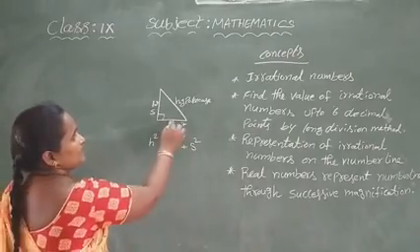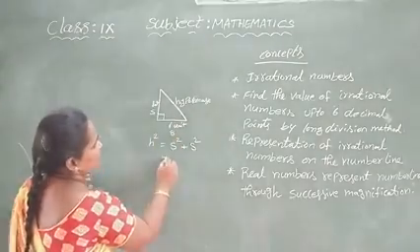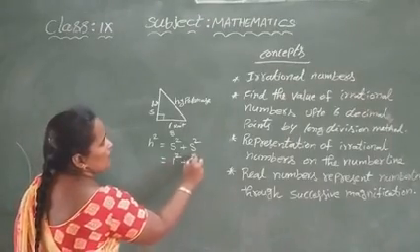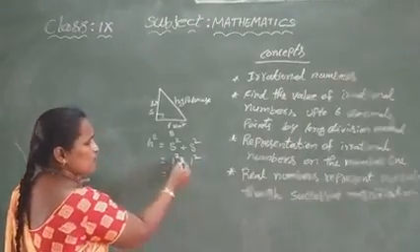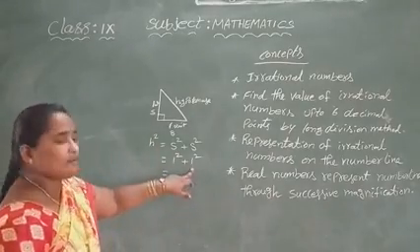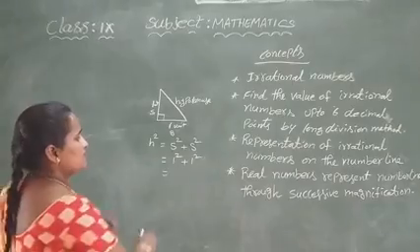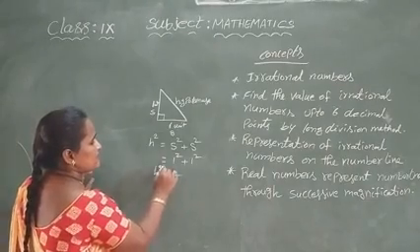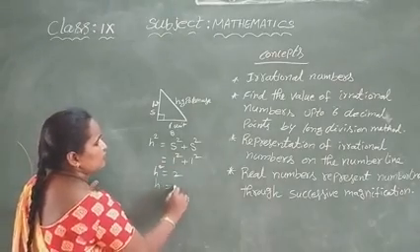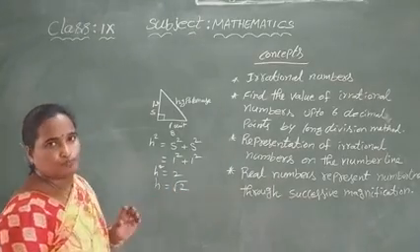For example, here this is 1 unit, this is also 1 unit. Then 1 square plus 1 square. 1 square means 1 value and 1 square is also 1 value. 1 plus 1 here is 2. h square is equal to 2. Then h is equal to square root of 2.